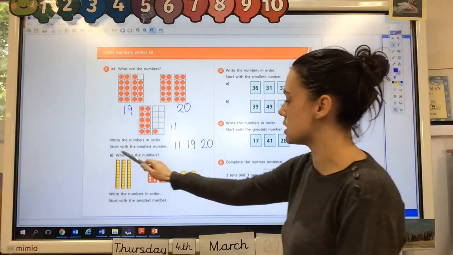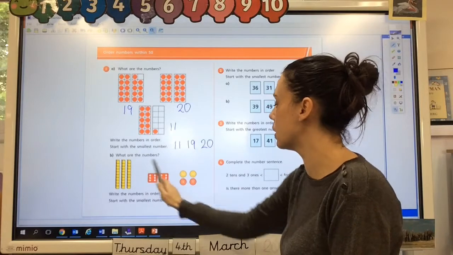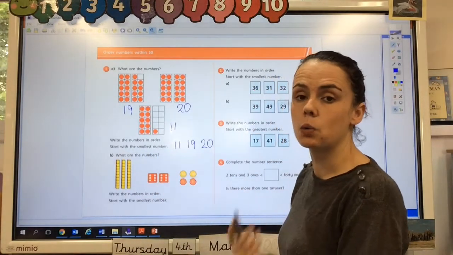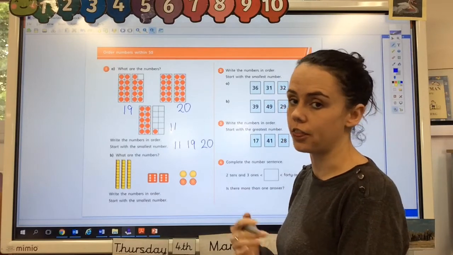Let's have a look down here. So what are the numbers? So we need to work out what these numbers are. So here we've got 3 10 sticks. What's 3 10s? 30.